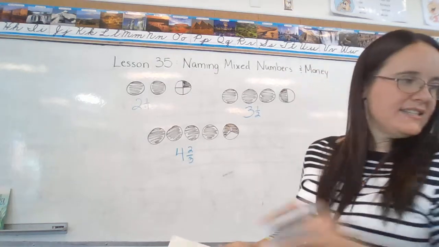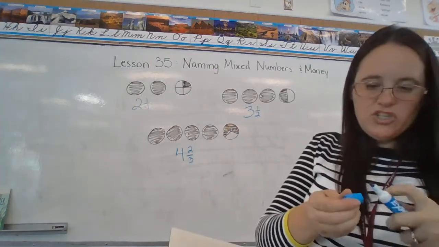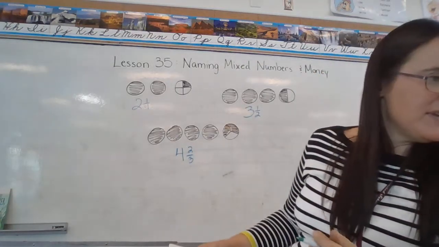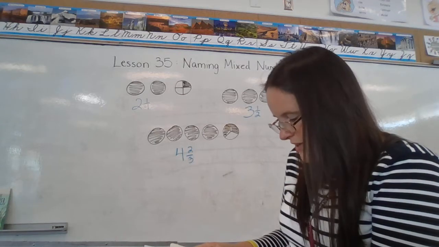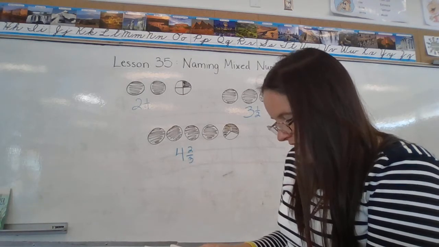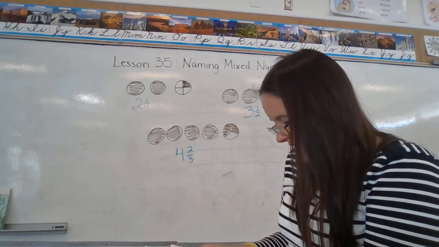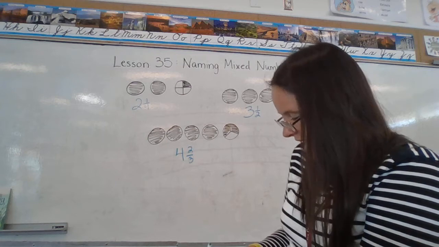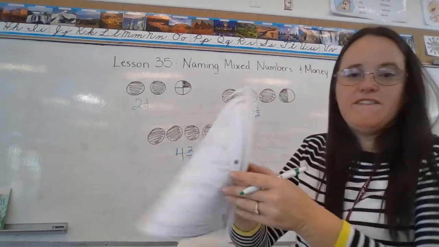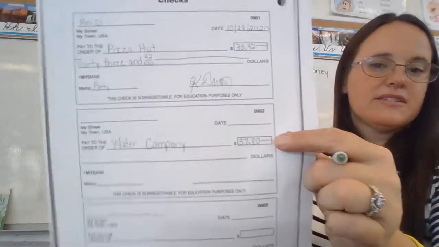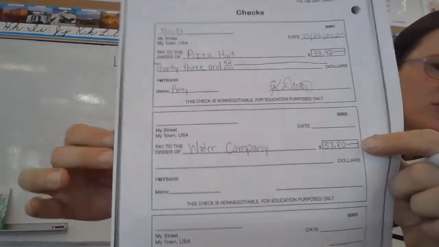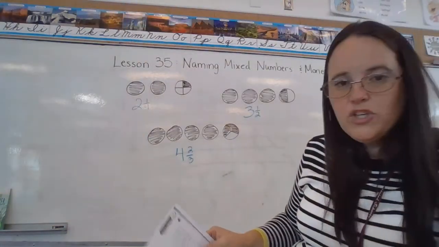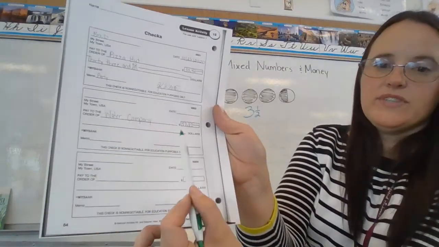Okay, the next example shows a check. I'm going to do this on my example check here. The next one gives us a check. It is made out to the water company, and it is for the amount of $37.80, and they filled in the box there, $37.80 to the water company. And the question is, how would you write the number using words on a check?